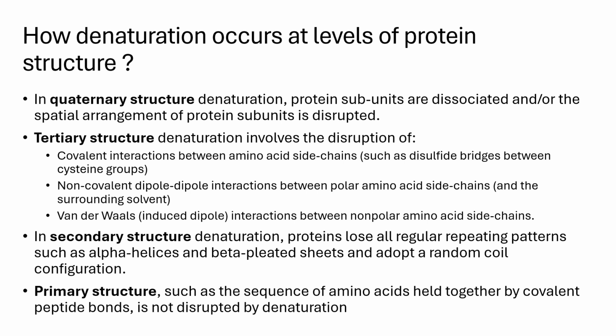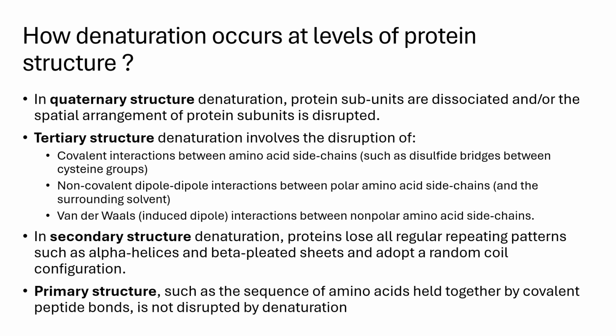In quaternary structure denaturation, protein subunits are dissociated and/or the spatial arrangement of protein subunits is disrupted. So depending on the structure, how does denaturation occur? In quaternary structure, how does it occur? Tertiary structure, how does it occur? Secondary, how does it occur? Primary, how does it occur?